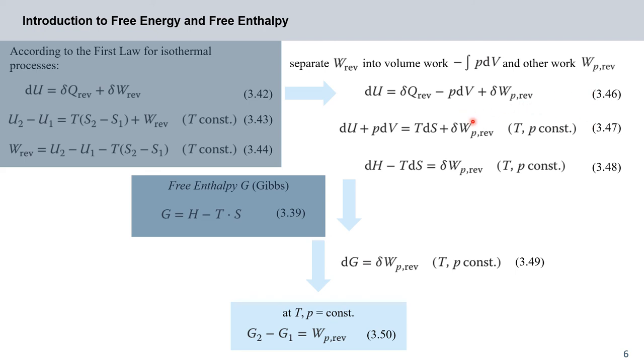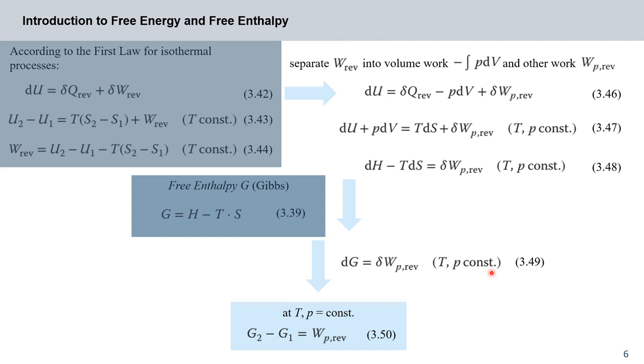Now we can try to simplify this equation. We work now under constant temperature and pressure. If we separate the variables, so transfer PdV to the other side, we get dU plus PdV equals TdS, so this is our entropy term, the transferred heat, plus delta WP reversible. Now we solve for delta WP reversible, and using the Gibbs free enthalpy equation, we get dH minus TdS equals delta WP reversible. And if we substitute for dH, we get dG equals delta WP reversible at constant temperature and pressure.